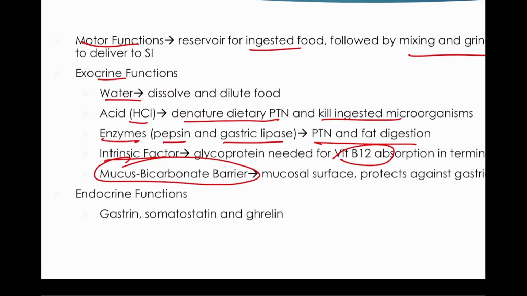The endocrine function: gastrin, somatostatin, and ghrelin. Ghrelin is the hormone that tells you that you're full. So when that ghrelin comes out of the stomach, it goes to the brain and it's like, hey, we've eaten now, we're okay, you can stop eating, you're full. It's the ghrelin that tells your brain that you're full.